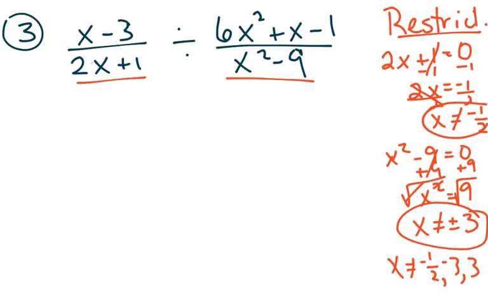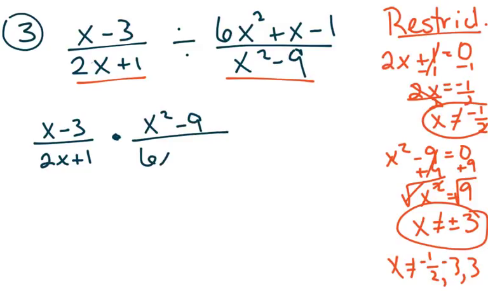Okay, so let's go ahead and go back up here and scoot this over a little bit. We have x minus 3 over 2x plus 1 times x squared minus 9 all over 6x squared plus x minus 1. Now what I'm going to do, in green, is come up here and factor x squared minus 9. Now remember, this is one of our special cases. x squared is a perfect square, 9 is a perfect square, and it is separated by a minus.